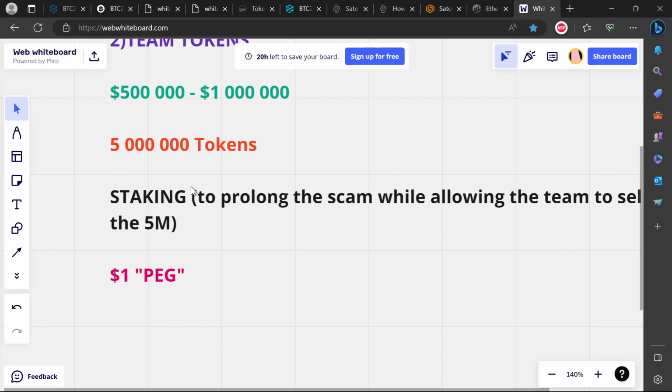So that's why staking is key, because when investors stake, it just ensures the team knows how much is being staked and how much they can sell out of this 5 million and still stabilize the price.